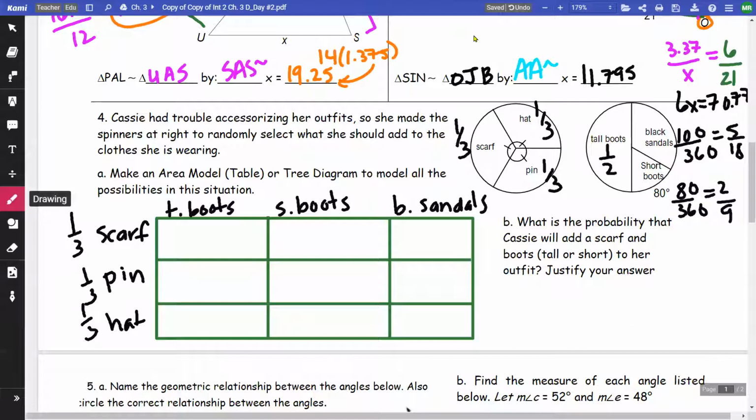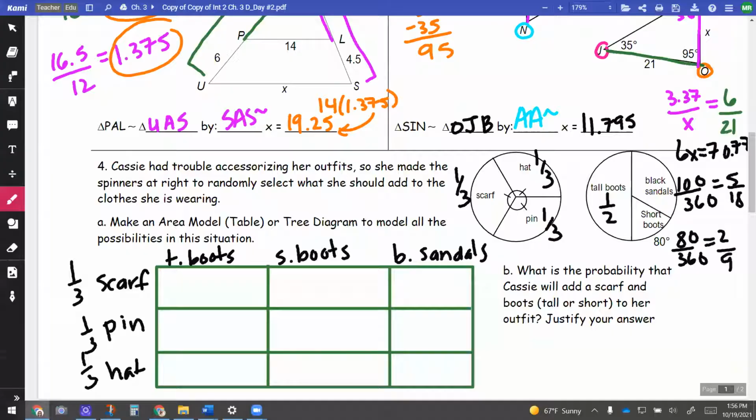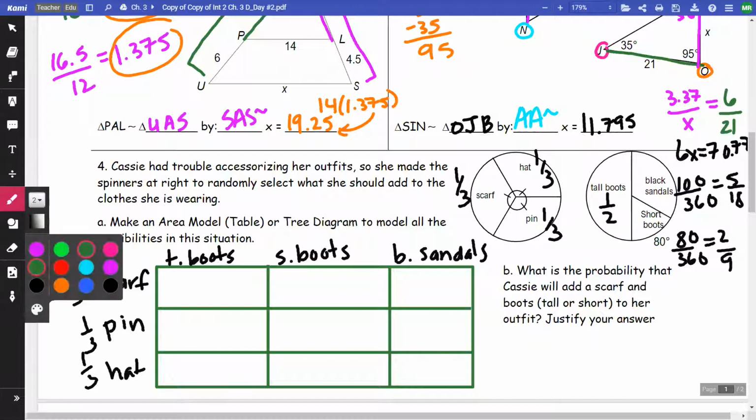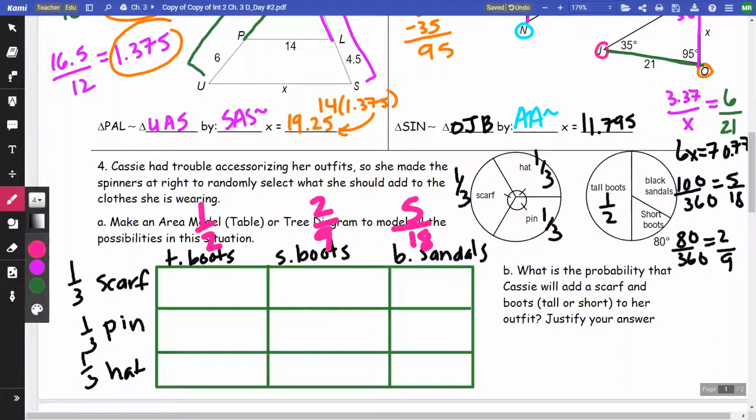And my boots are going to be, so we have our tall boots, and our tall boots have a probability of 1/2. Here, I'll try to make it a little bolder since I'm writing over this. I apologize. Okay, make it a little thicker. So that's a 1/2. The probability of short boots ended up being a 2/9. The probability of black sandals was a 5/18. And then we're going to be multiplying all of these together.